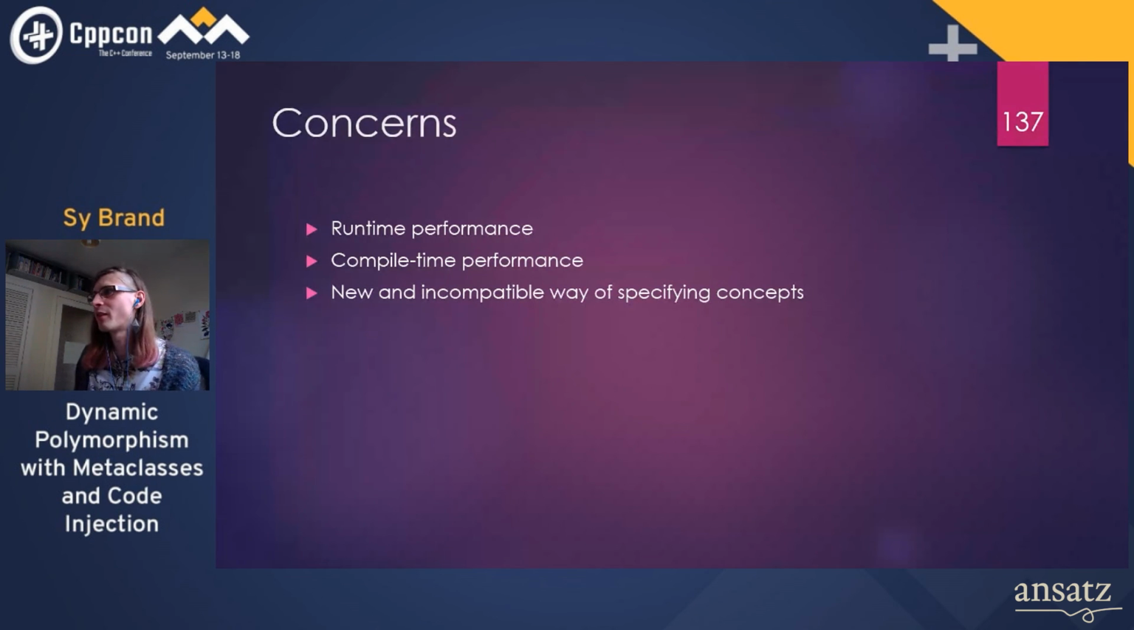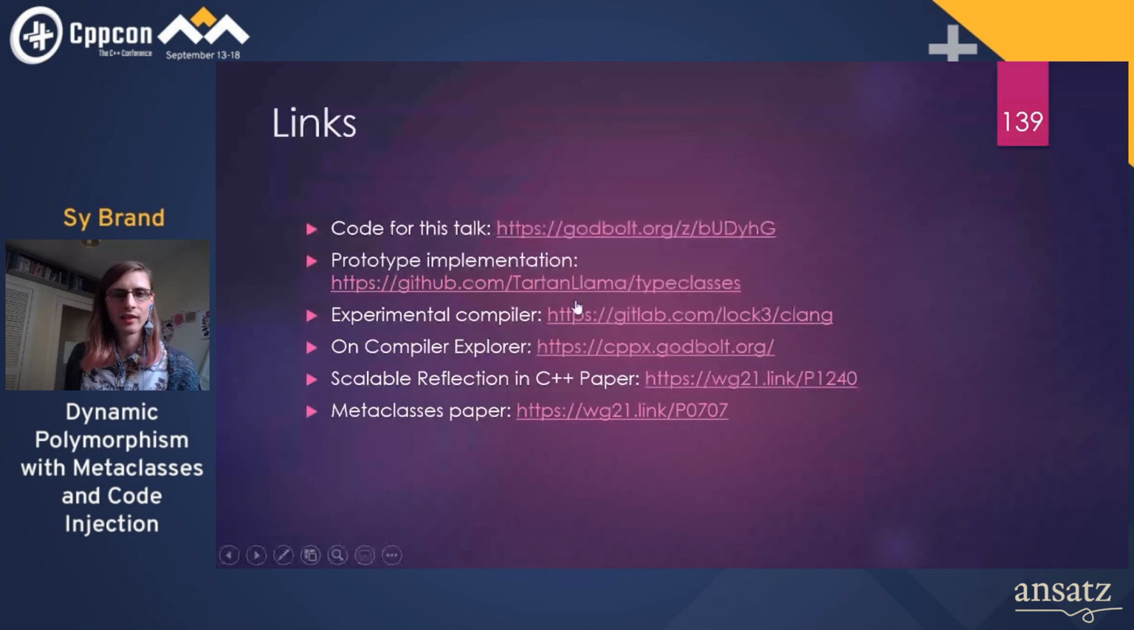What is the name of the experimental compiler you mentioned? It's under a fork, a Clang fork. So it's GitLab. Actually, I've got my slides open. GitLab.com/lock3/Clang. As far as I know, it doesn't have a product name. It's a Clang fork for metaclasses.